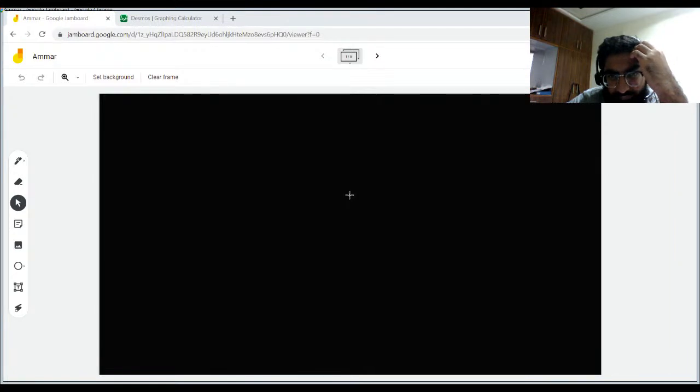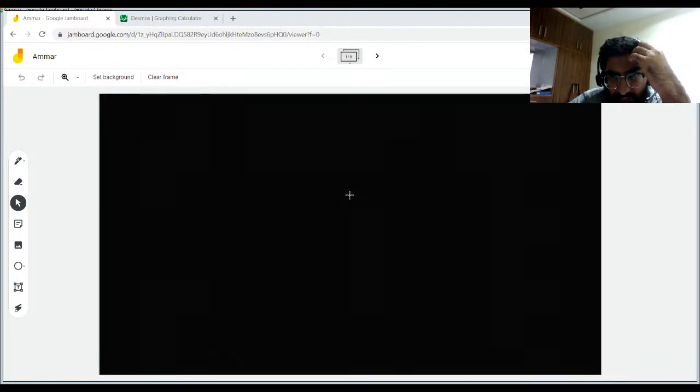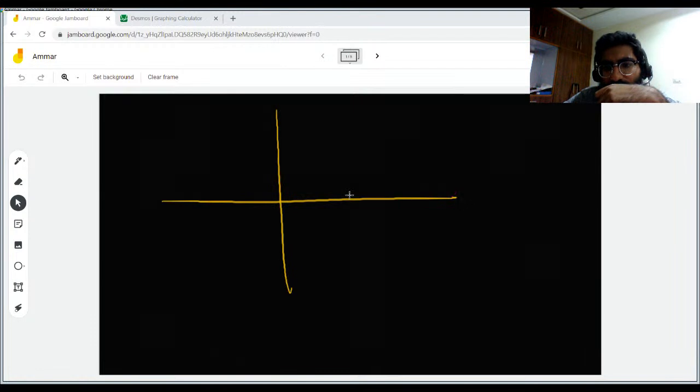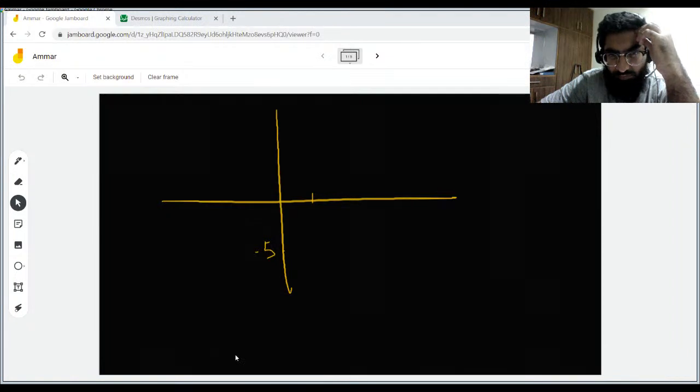For question number 4, if you could do D. Sketch the graph of each of the following, with the coordinates of any points where the graph meets the coordinate axes. Now what? 5 into 2, 10. So it's 10.